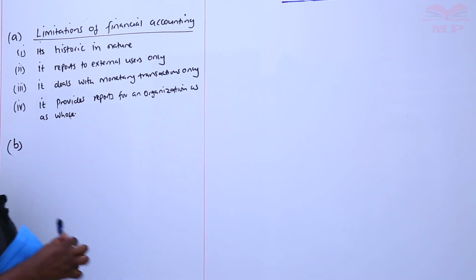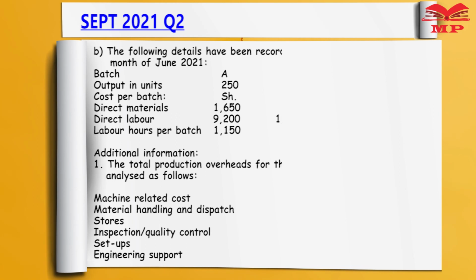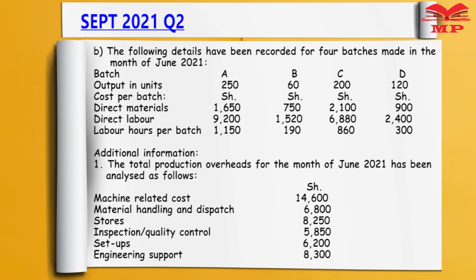Part B question reads, The following details have been recorded for 4 batches made in the month of June 2021. We have batch A, B, C, and D. There is output in units, cost per unit in terms of direct materials, direct labor, labor hours per batch, and then additional information.